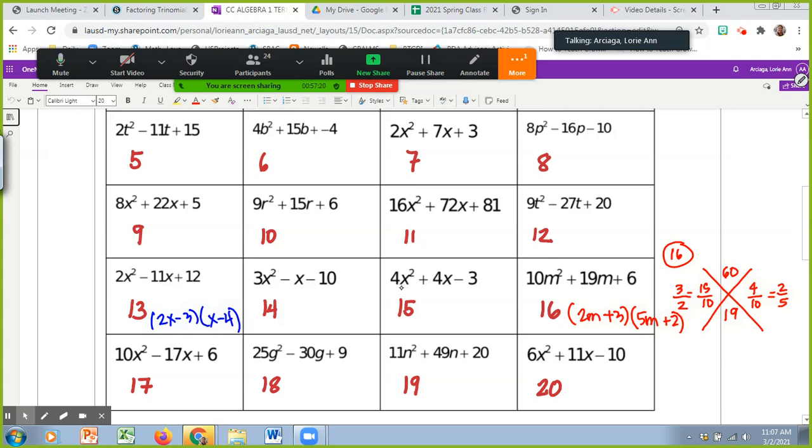Anybody else? Could you show how to do number 19? 19. Sure. Okay, so let's do this. What's the product of 20 and 11? If the numbers are big, sometimes I just leave them like this: 20 times 11, and then I write 49 over here, right?